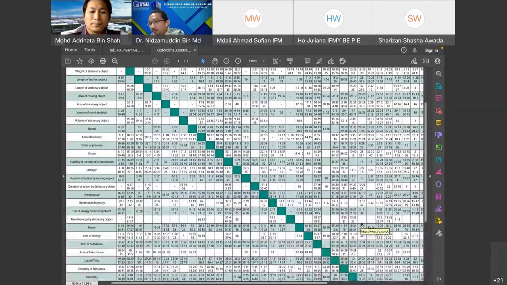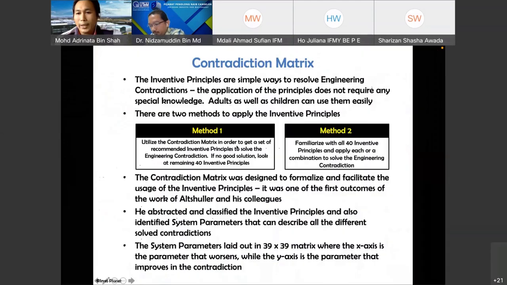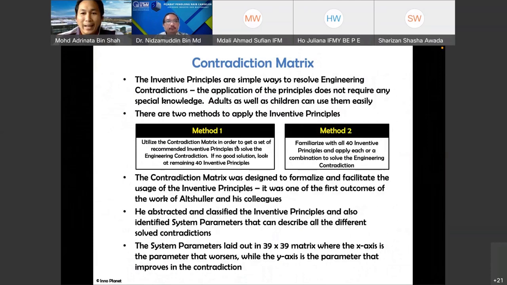Now, for the contradiction matrix, we have 39 parameters, 40 inventive principles, again and again. The inventive principles are simple ways to resolve engineering contradiction. So the contradiction matrix has the left column and also the column above as headers for improving and worsening. So method 1, you can utilize the numbers. The numbers from the examples are 1, 26, 27, and 40. You can utilize that.